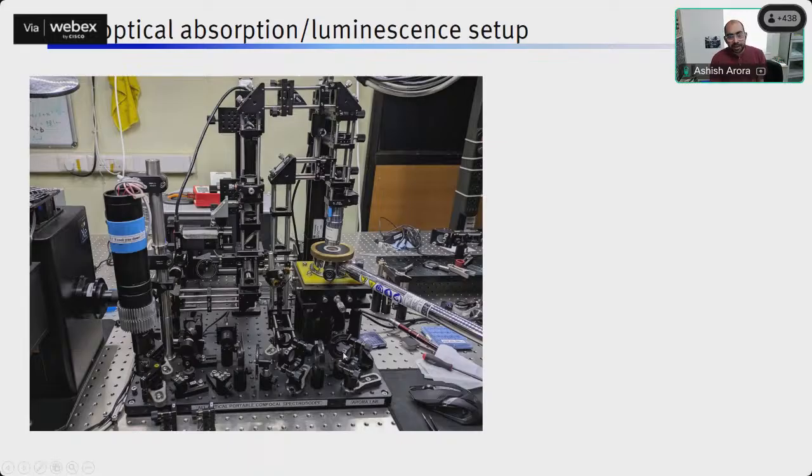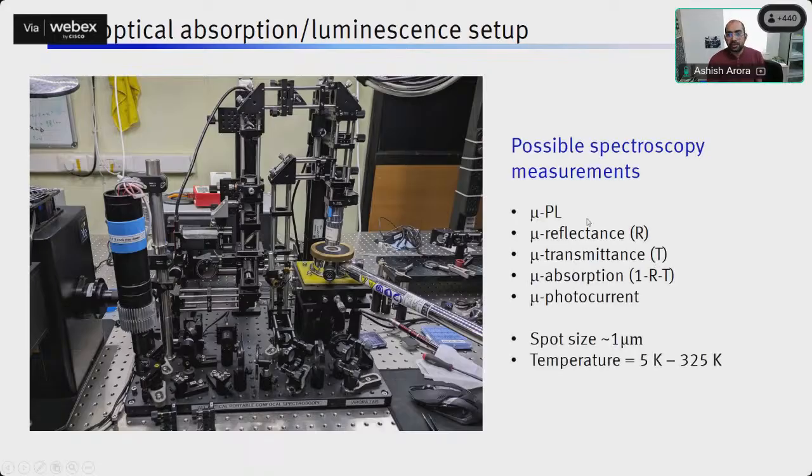Similarly, one can shine light from the bottom and one can measure the transmission spectrum. Light just shines from the bottom of this cryostat and passes through, and the transmission spectrum is measured. All right. One can also do various other things with this setup. I will not go into the details. Essentially, there are various things that can be done like photoluminescence, reflectance, transmittance.